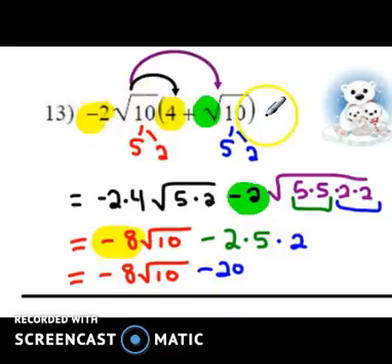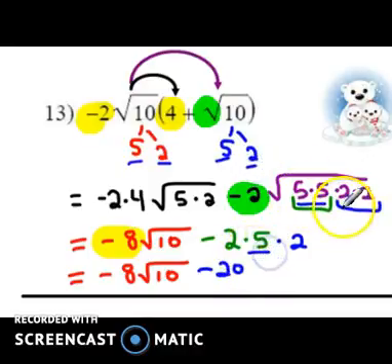The square root of 10 times the square root of 10. I am going to factor 10. 2 and 5. So I have a set of 5's that come out. That's how I got that 5. I have a set of 2's that come out. That's how I got that 2. So I'm going to multiply these together. That's how I got negative 20.